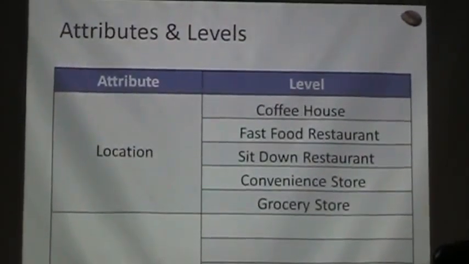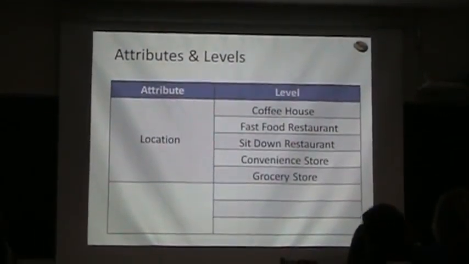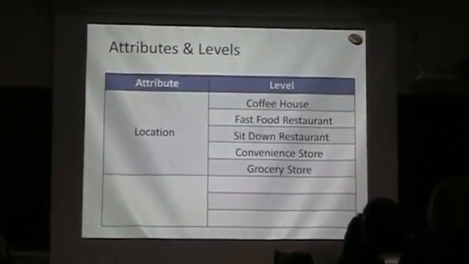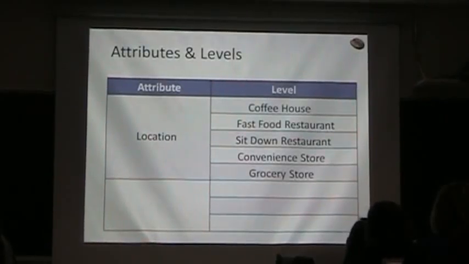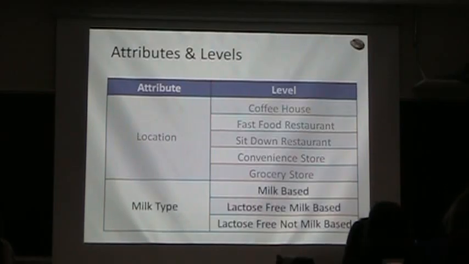Now, the attributes and levels that I chose. First attribute is location. So I chose a coffee house like Starbucks, Caribou, a fast food restaurant like McDonald's, Dunkin' Donuts, sit-down restaurant, your Paneras, your IHOPs, convenience store like a Sheetz or a Circle K, I was going to say Wawa, I'm from up north, a grocery store where you can get pre-made beverages as well. I also looked at milk type, where it's just regular milk, lactose-free milk-based, which is not available, but I want to know, does it have any value, and lactose-free, not milk-based.